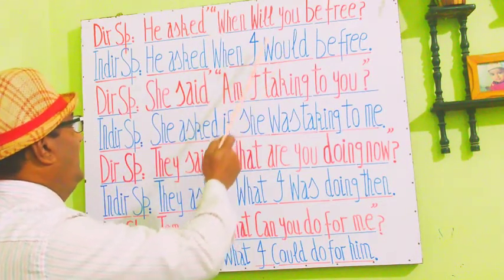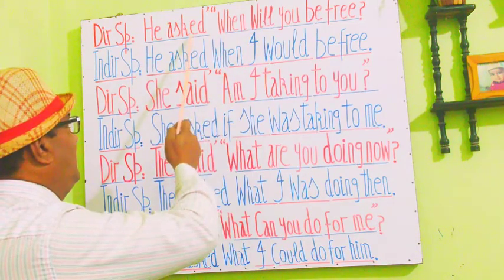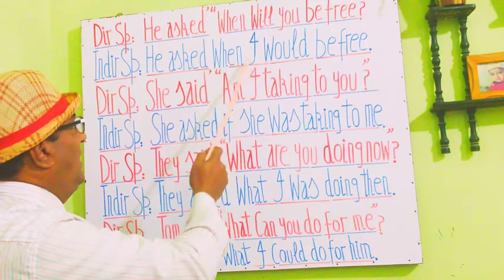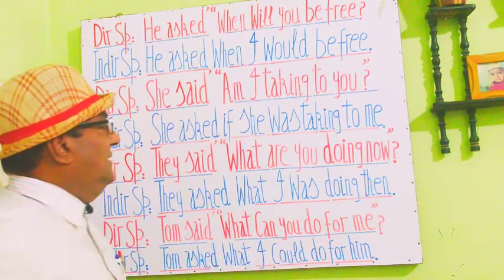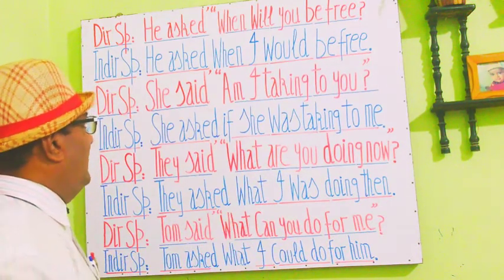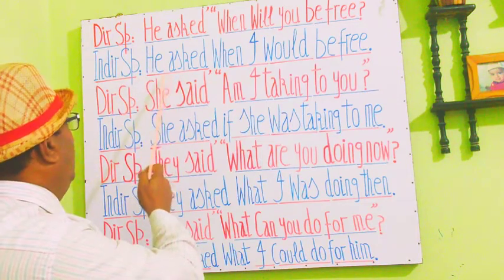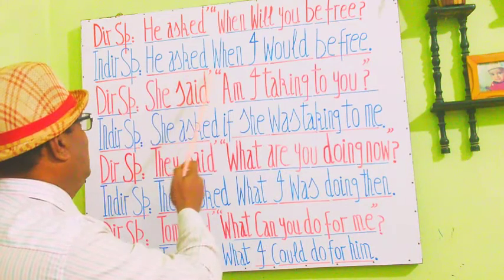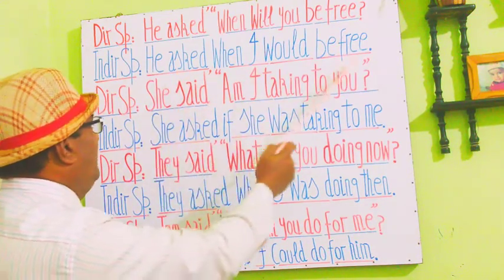And now the change of tense, the verb form. Here it is in the future, and by the rules "will" changes into "would." I would be free. This is the change, and the new statement is indirect speech. Let's read it. He asked, when I would be free? He asked, when I would be free.